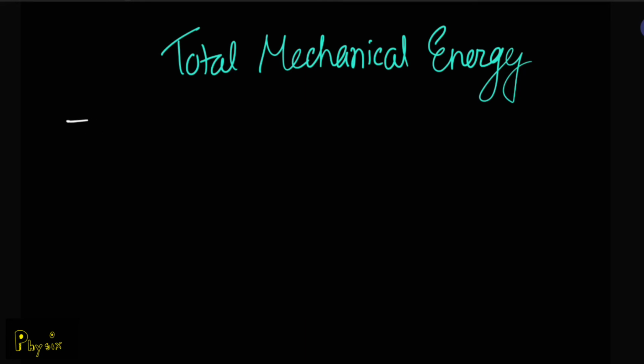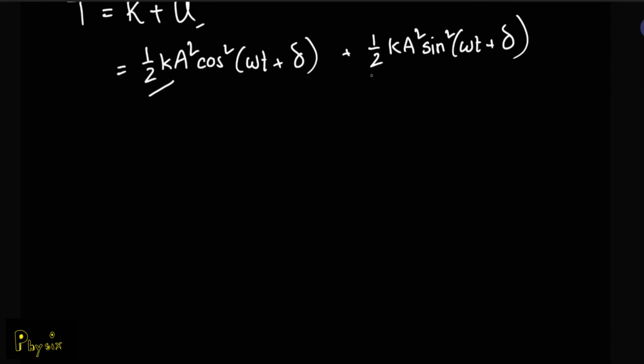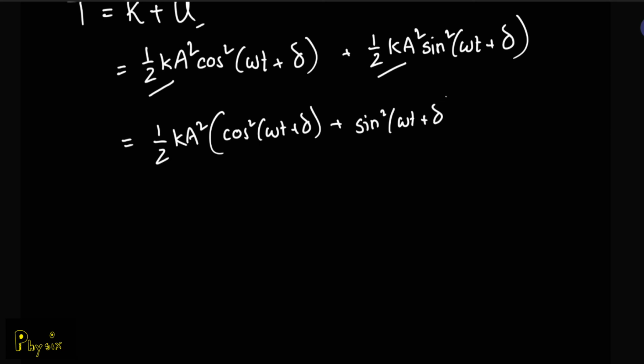Fun fact: the total mechanical energy, if we denote it as T, can be written as the sum of the kinetic and potential energies, right? We have come to know that the kinetic energy is half k A squared cos squared(ωt + φ), and the potential energy is half k A squared sin squared(ωt + φ). As you can see, you can take half k A squared out as a common term, and then you write this entire thing as cos squared(ωt + φ) plus sin squared(ωt + φ) inside the bracket.